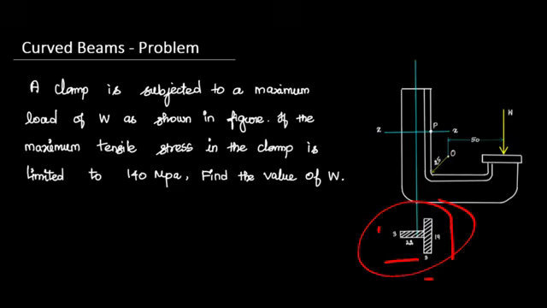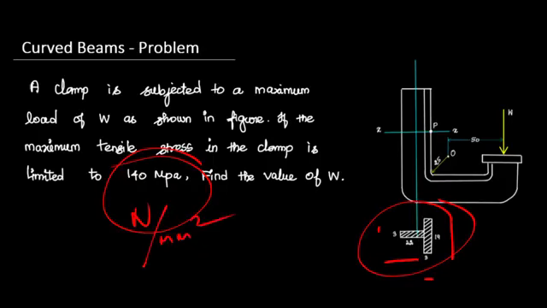ஸோ இப்போது இந்த கிளாம்பில் ஆக்ட் ஆகிற டோட்டல் டென்சைல் ஸ்ட்ரெஸ் என்ன கொடுத்துருக்காங்க அப்படின்னா 140 மெகா பாஸ்கல், அதாவது 140 நியூட்டன் per mm square அப்படின்னு கொடுத்துருக்காங்க. So when the total stress is given, we need to calculate the load value. Yeah, fine. Now we can go to solve the problem.